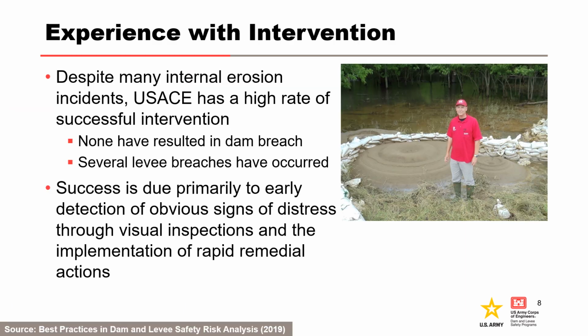Despite many internal erosion incidents, USACE has a high rate of successful intervention. None of these incidents have resulted in a dam breach, however, several levee breaches have occurred. Success is primarily due to early detection of obvious signs of distress by visual inspections and rapid remedial actions. Rapid remedial actions have included drawdown of the reservoir, such as at Worcester Dam and East Branch Dam, placement of sandbag rings around seepage exits, and placement of filter materials over seepage exits.